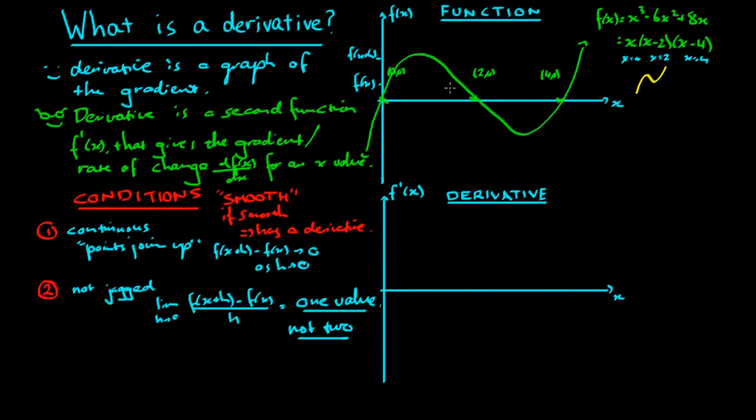Let's see if we can graph the derivative on the axis below. Going back to our definition up here, the derivative is a graph of the gradient. And the gradient is basically the gradient of any tangent to a point on this graph. So the gradient here, the tangent is a horizontal line, so it's 0. That also occurs here. So these are generally the first things you mark in on a graph.